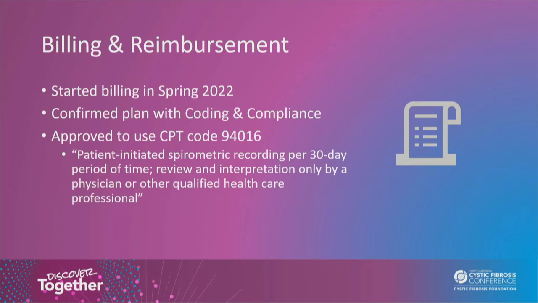And after the review of all the various home spirometry codes or remote monitoring codes, our institution approved us to use CPT code 94016. So that's a professional fee for the review and interpretation of results, and it can only be billed once every 30 days. And as you can see here, it can be used by a physician or other qualified healthcare professional, and as an APP, I do fit the criteria as other qualified healthcare professional. We are aware that there are other codes that other centers are using for home spirometry billing at this time, but this is what our individual institution approved us to use.